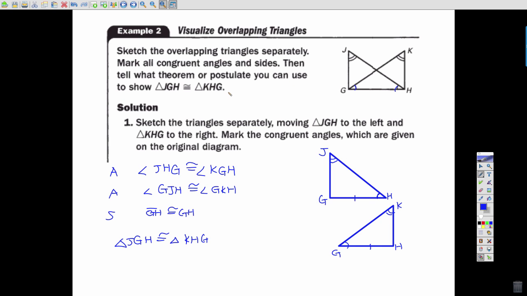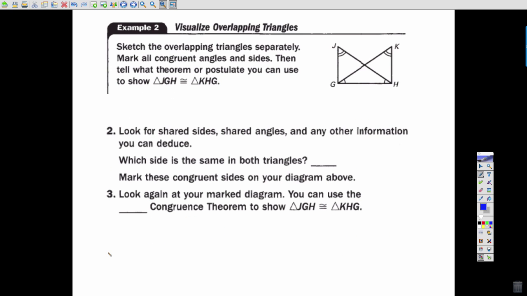Yep, and I think that's it. We just proved it. It's asking us to show that these two triangles are congruent, and we did that. Still the same example. This is just to further explain that. So you look for shared sides, shared angles, and any other information you can deduce.